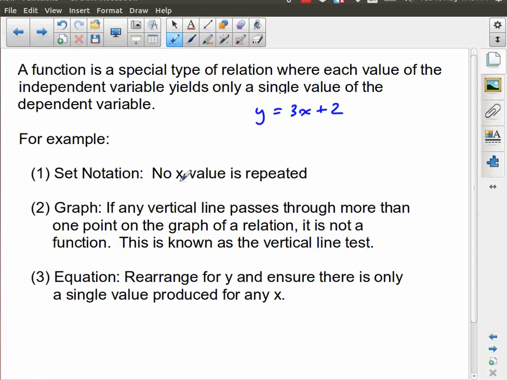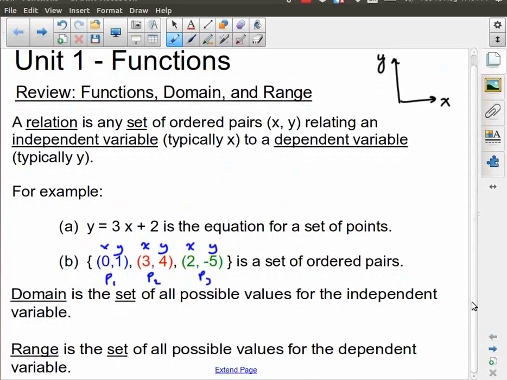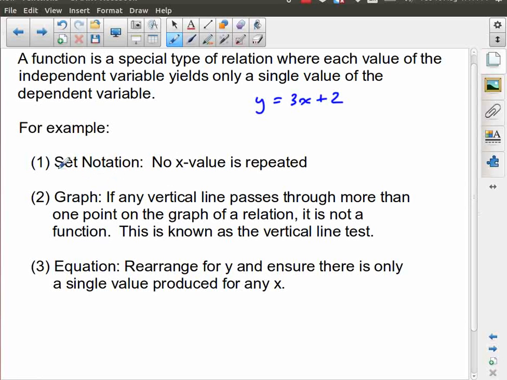In set notation, it's even easier to see, and we saw that in our previous example here. Is this a function? We'll take a look at our x values. We have a 0, we have a 3, we have a 2. None of those x values repeats, which means for x equals 0, there's only one answer, y equals 1. For x equals 3, y equals 4. For x equals 2, y equals negative 5. Those are the only possible combinations. So when we look at set notation, we just take a look at the x values in our set, and we make sure that no x value is repeated.